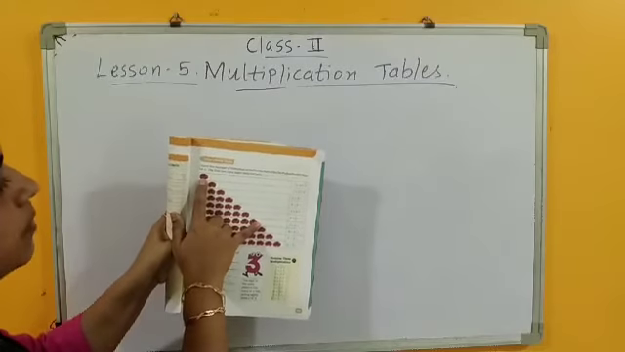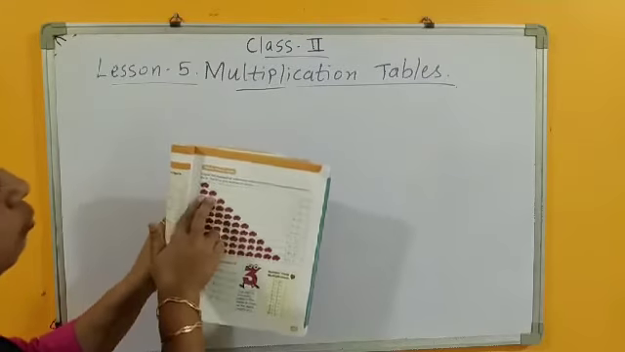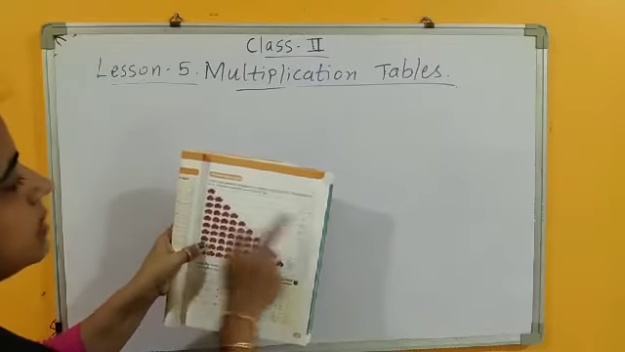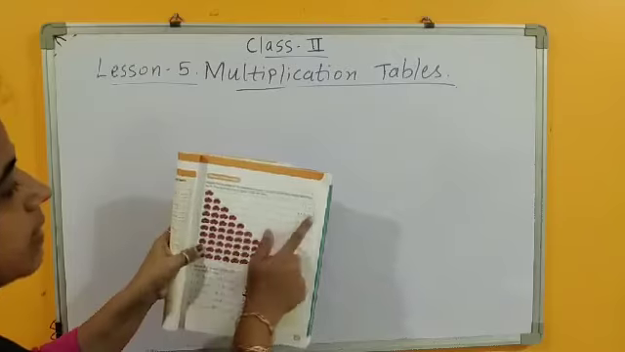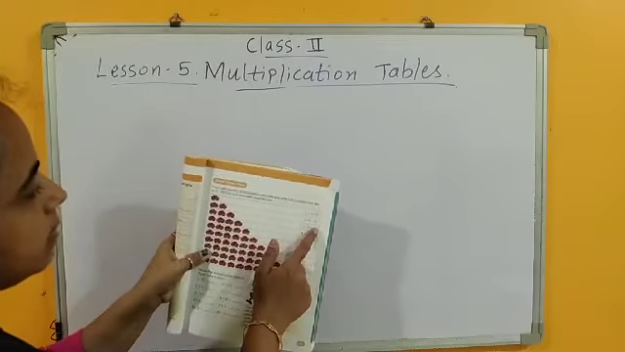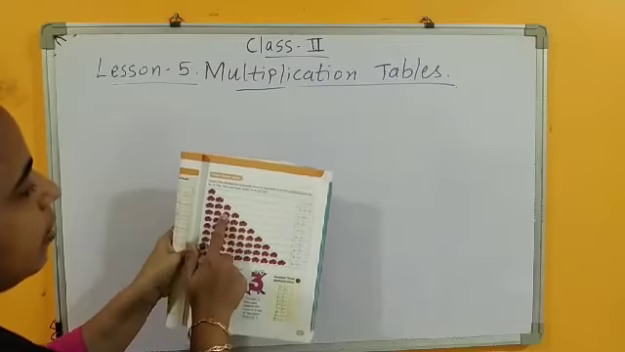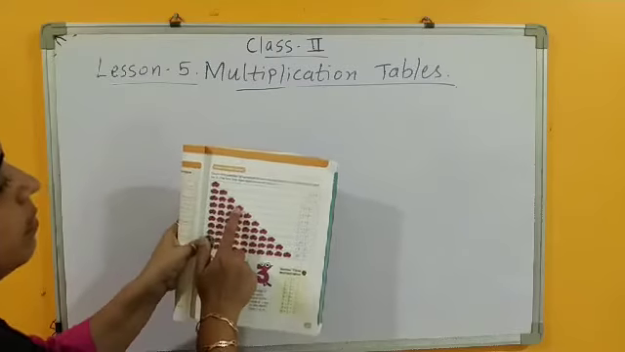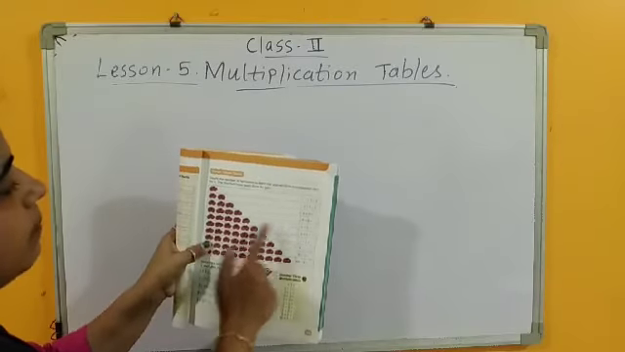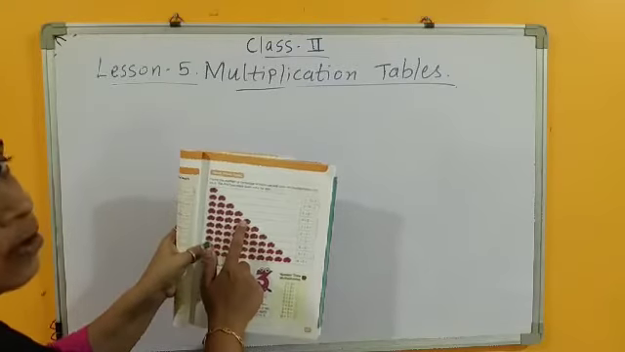One group, 3 tomatoes, 3. Now, 2 groups, 3 tomatoes, so 3 plus 3 is 6. Then add 7, 8, 9. So 3 threes are 9. Then add 3: 10, 11, 12. So 4 threes are 12. 12 plus 3.